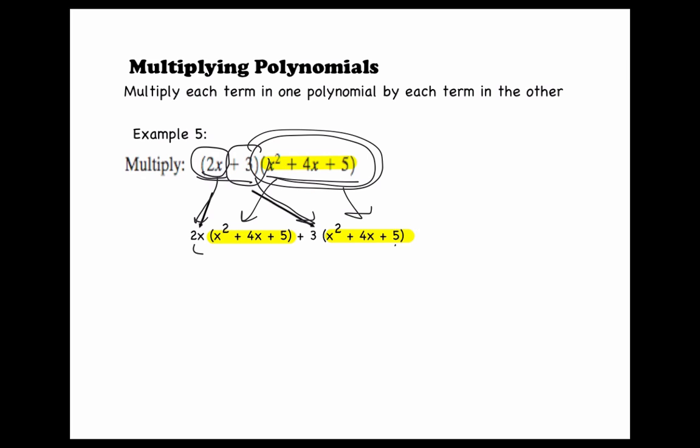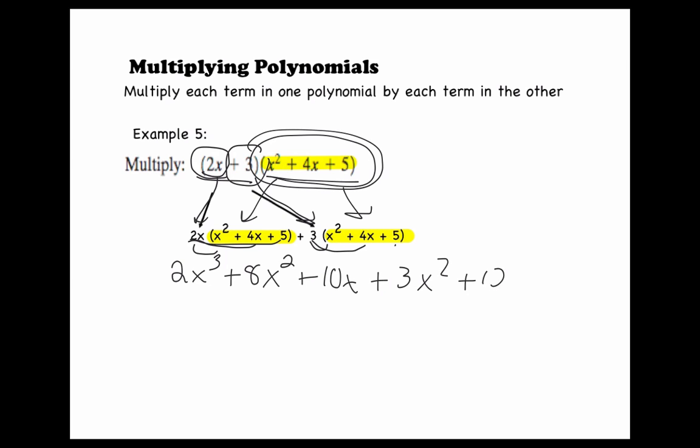So when I do it here, 2x times x squared would give me 2x to the third. 2x times 4x would give me 8x squared. And then 2x times 5 would give me 10x. And then that first chunk of the problem, that first half of the problem is done. Then I switch to 3 times x squared would give me 3x squared. 3 times 4x would give me 12x. And then 3 times 5 would give me 15.